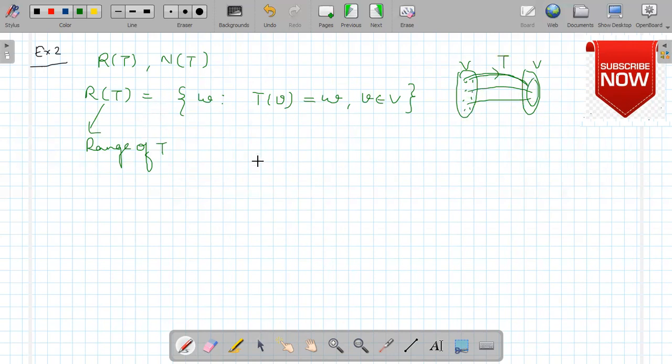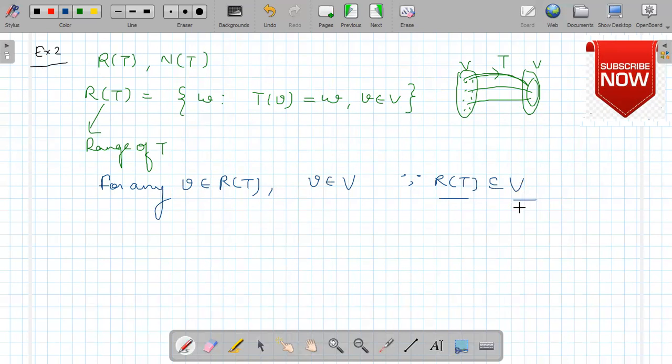So let's take any element v belonging to R(T). This element v also belongs to vector space V, because the range is a subset of V. So any element that belongs to R(T) will also belong to V. This means that its image will lie in R(T) itself.